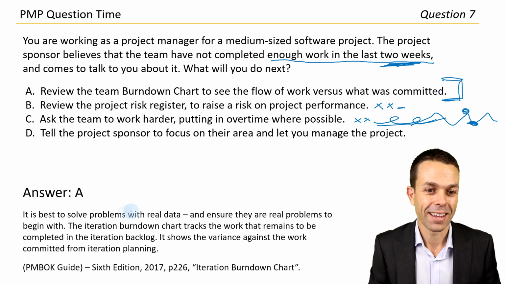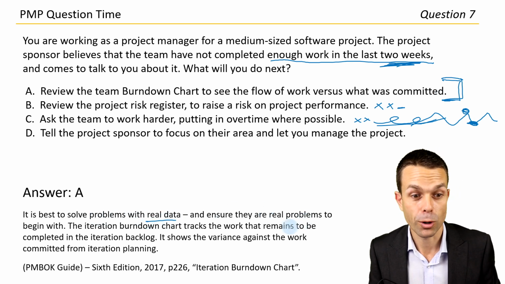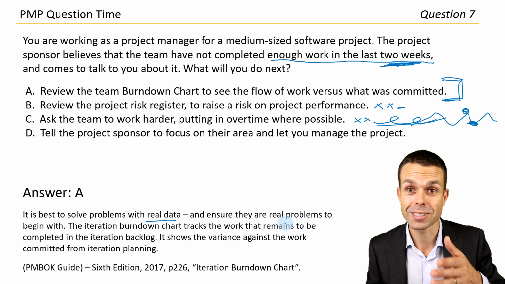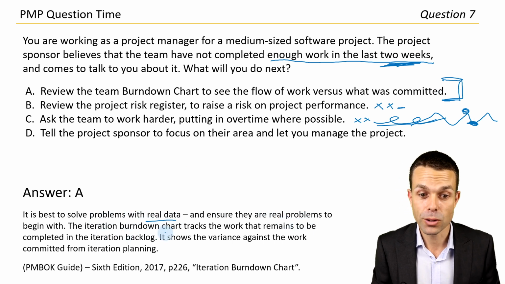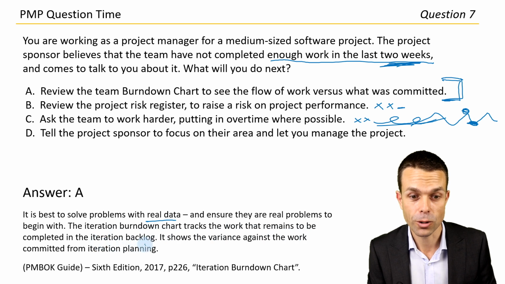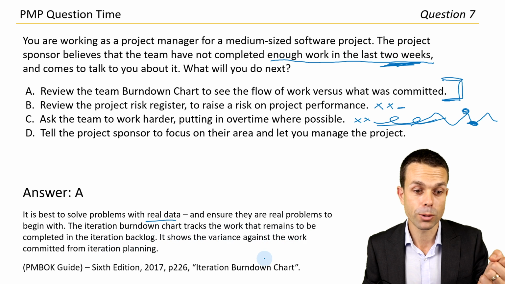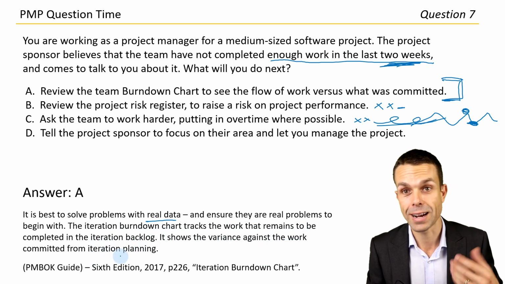And there it is. It's best to solve problems with real data and ensure that they're real problems to begin with, so it's not just hearsay. The iteration burndown chart tracks the work that remains to be completed in the iteration backlog. It shows the variance against the work committed. What did we say we were going to do? And what did we actually get done?